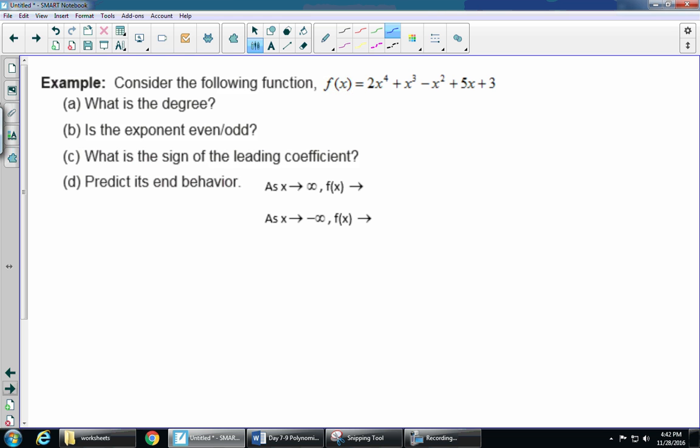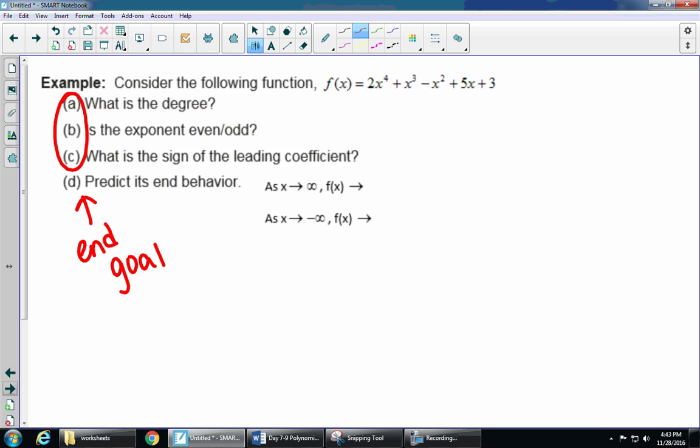Consider the following function. f of x equals 2x to the fourth plus x cubed minus x squared plus 5x plus 3. So I want to predict the end behavior. This is my end goal, part D. And this is usually what a question would look like. But A, B, and C are all things that you should be thinking in your head.